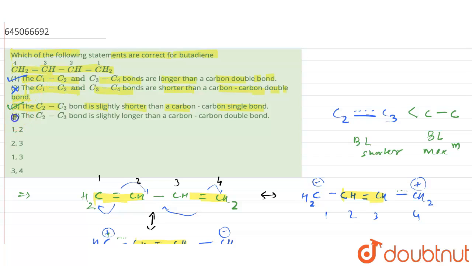Moving forward to the fourth option, it is given that the C2-C3 bond is slightly longer than a carbon-carbon double bond. This is absolutely true because C2-C3 has a partial double bond character, while a carbon-carbon double bond has more bond strength. Since the bond strength is more, the bond length is short. So the bond length of C2-C3 is greater than the bond length of carbon double bond carbon. So this option is also correct.